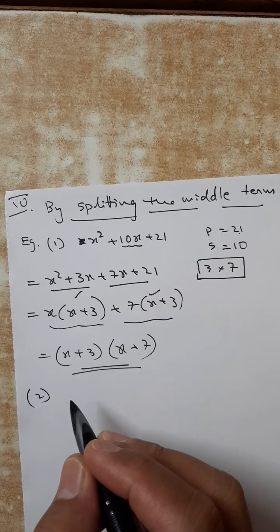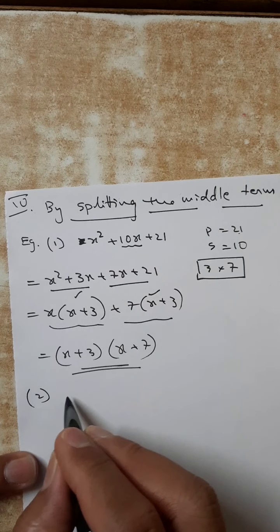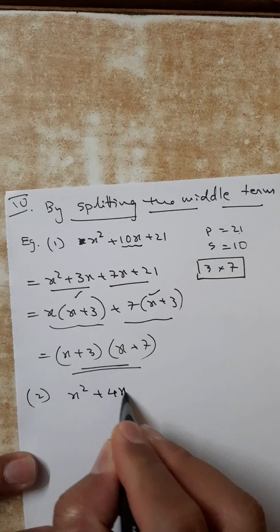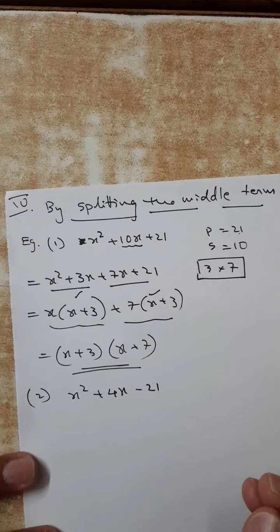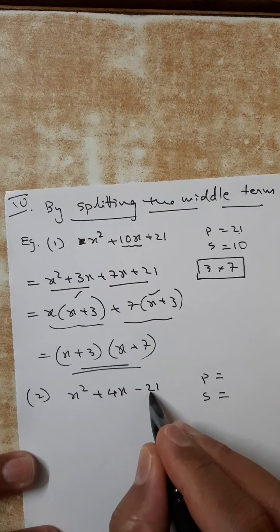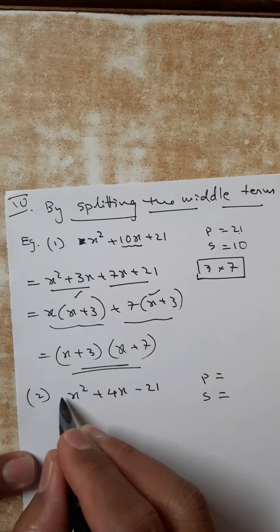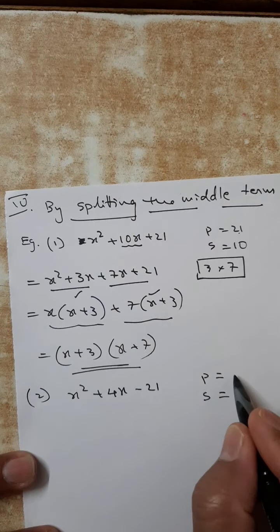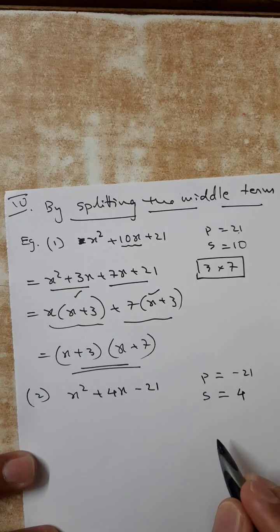One more question. If it is x square plus 4x minus 21. Product P and sum S. P must be minus 21 into 1. Here the coefficient is 1 only. So 1 into minus 21, minus 21. Sum is 4. Which numbers?